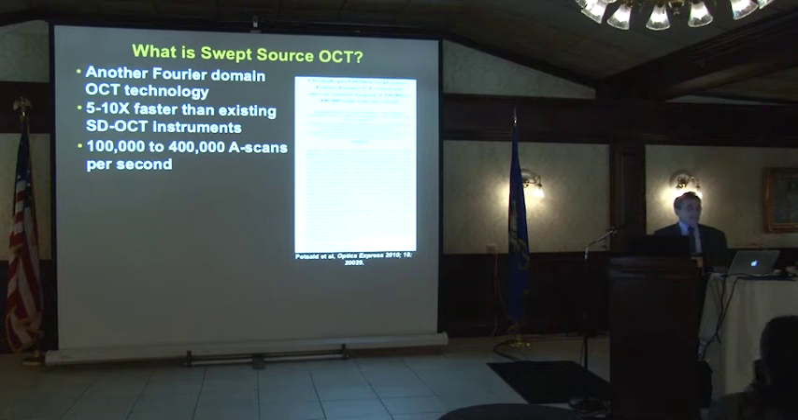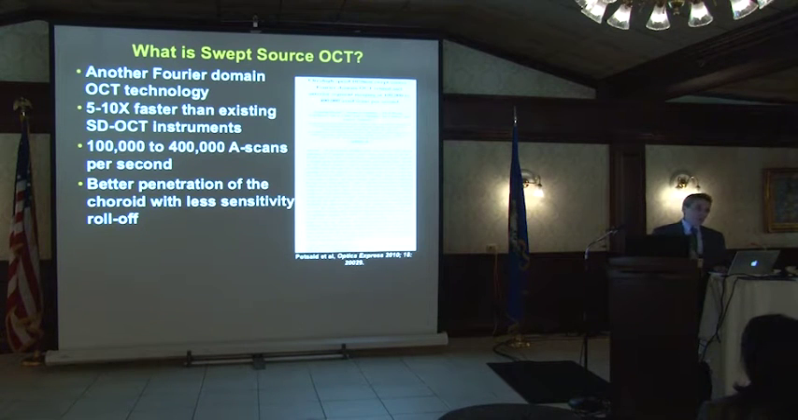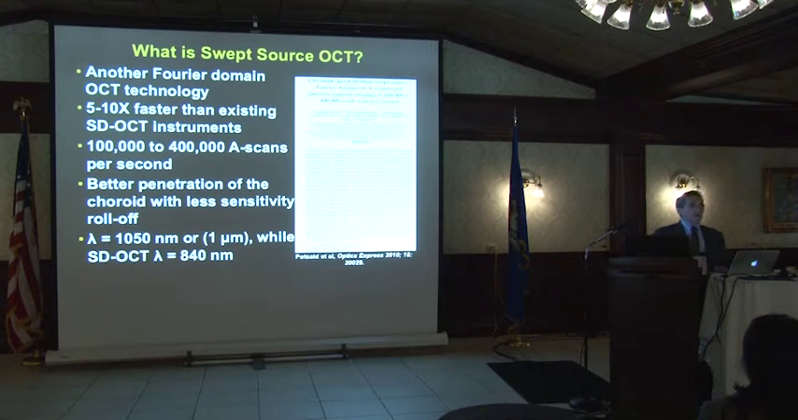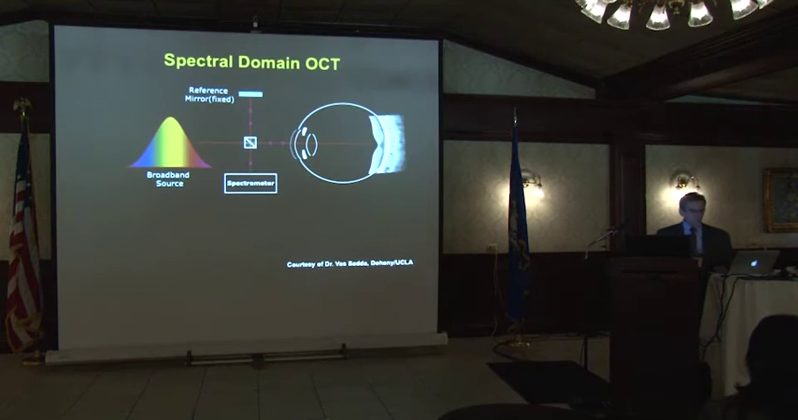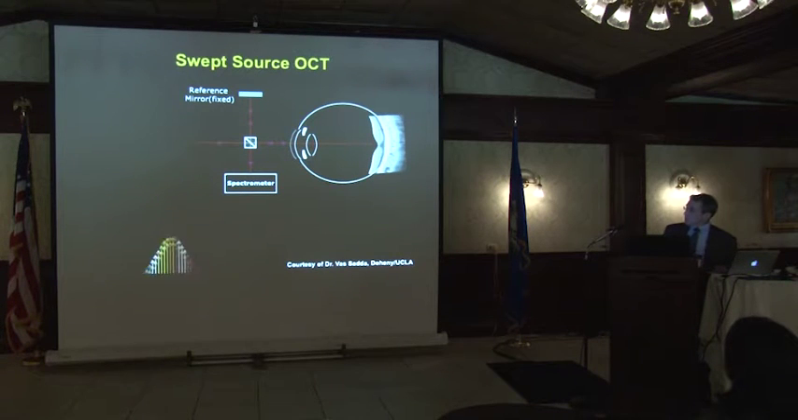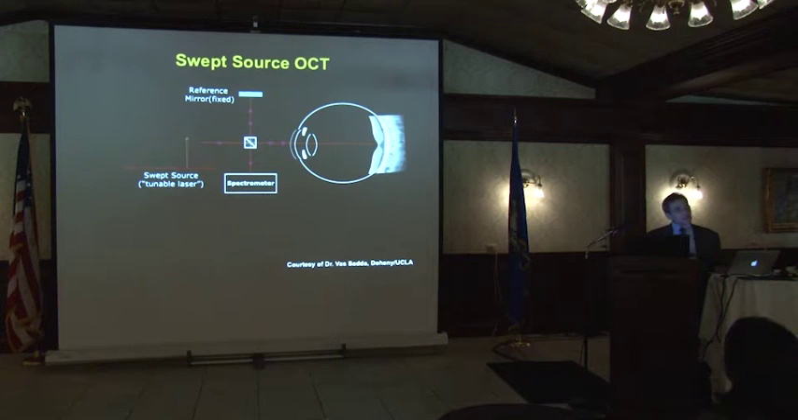The scanning rate, just to give you an idea of how it's progressed, the time domain was 600 A scans per second. Swept source OCT is up to 400,000 A scans per second. It penetrates better into the back of the eye with less sensitivity roll-off. And the wavelength's a little bit longer, and that's why it penetrates better. It's 1050 nanometers, while spectral domain is 840. So here's a cartoon. I've simplified the technology. We use a superluminescent diode as the light source. It's a broadband light source. And we replace that with a tunable laser with a center wavelength of 1050 nanometer.